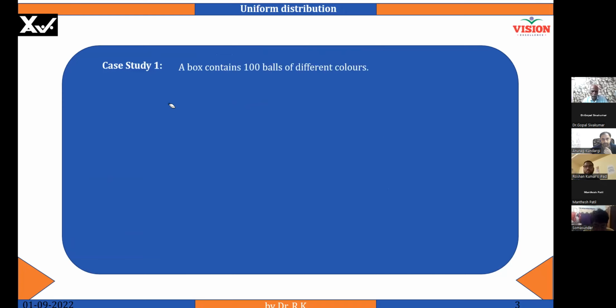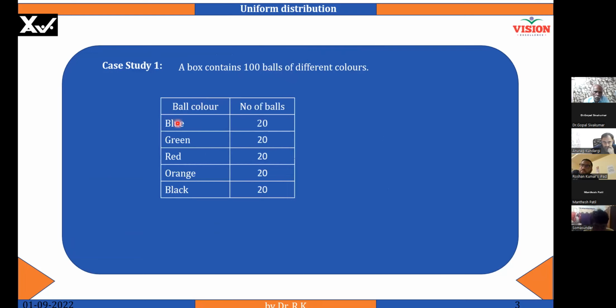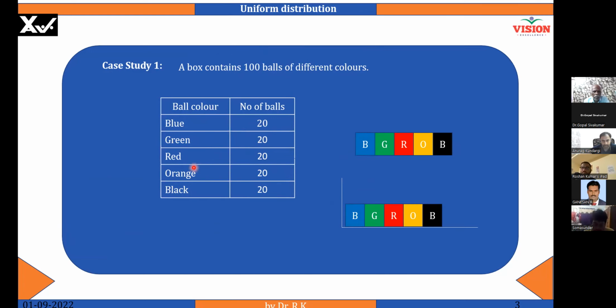Case study. A box contains 100 balls of different colors. Now, the ball color is given. What is the probability of my getting a blue color ball? 20 by 100. What is the probability of my getting a green color ball? Same, 20 by 100. What is the probability of my getting a red color ball? 20 by 100. Same. So now it is a uniform distribution. Yes or no? Yes, sir.